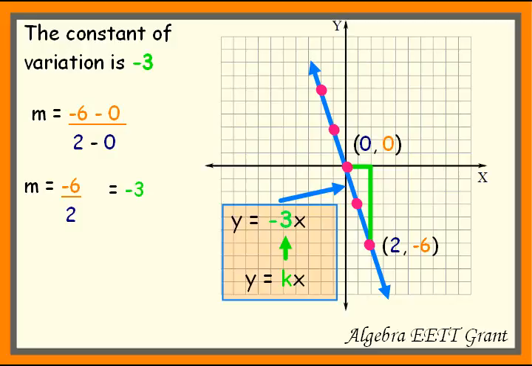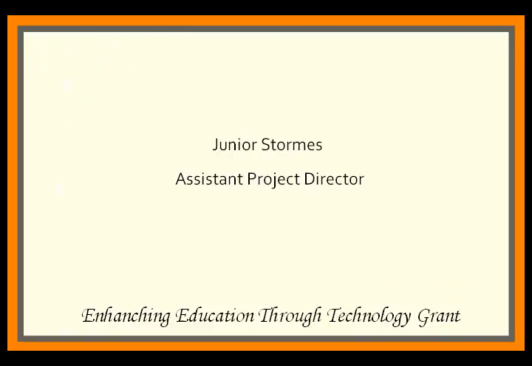This is how you find an equation y equals kx of any equation that goes through the origin. In other words, on all of these direct variation equations, the y-intercept is 0.